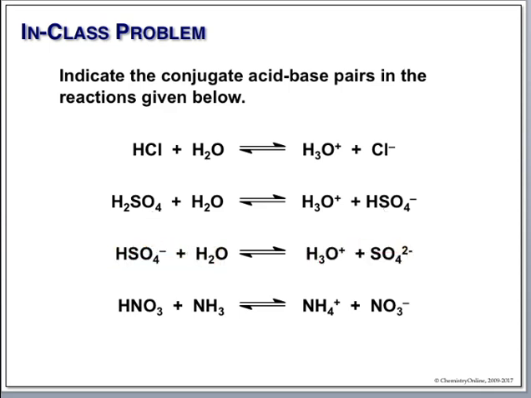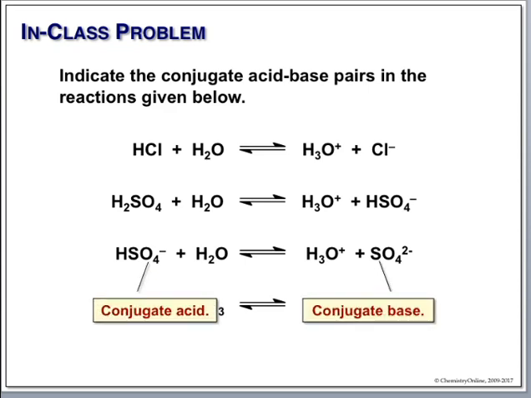For the second ionization of sulfuric acid, what donates the proton? Hydrogen sulfate. What does it form? Sulfate. That is the conjugate acid-base pair. See, it's a really simple concept. Different than the Bronsted acid-base, but a very simple concept nonetheless. The last one.